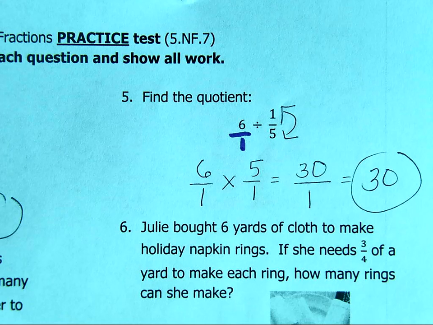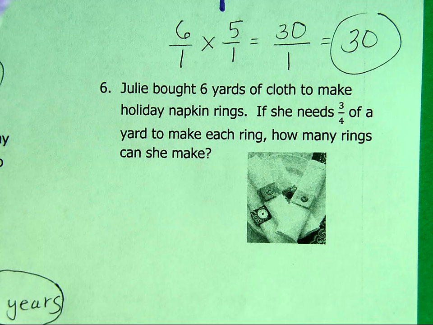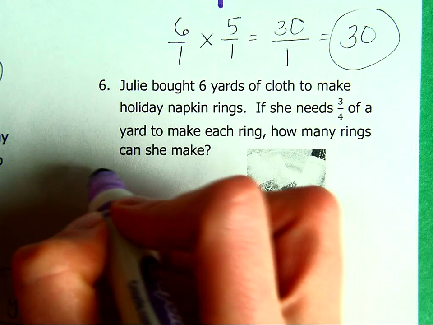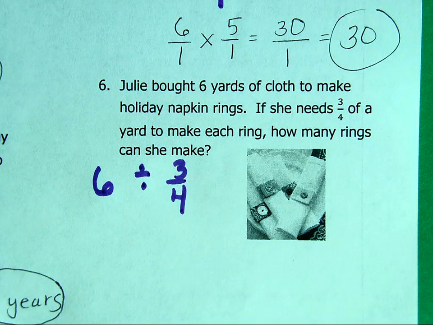Julie bought 6 yards of cloth to make holiday napkin rings. If she needs 3/4 of a yard to make each ring, how many rings can she make? So she's starting out with 6 yards of cloth, and she's going to be dividing it into 3/4 of a yard to make each of these napkin rings. Here I have a whole number, and I need to change this into a fraction, so I'm going to draw a line underneath it and put a 1. Now I'm going to rewrite my problem.